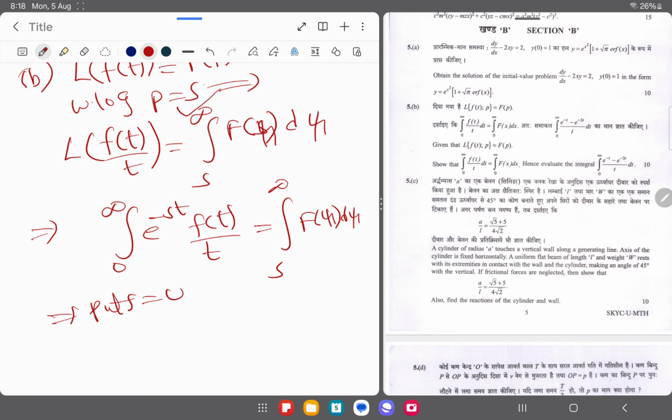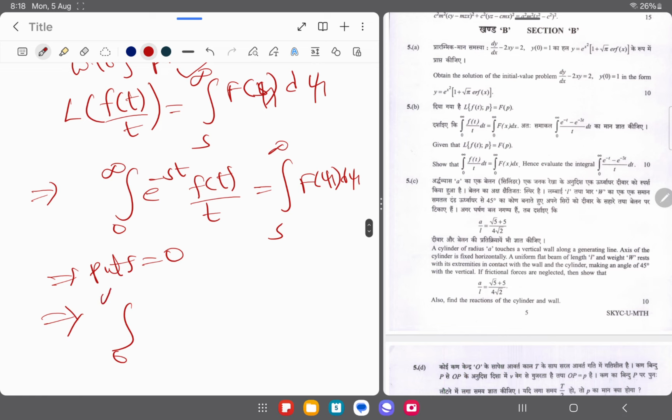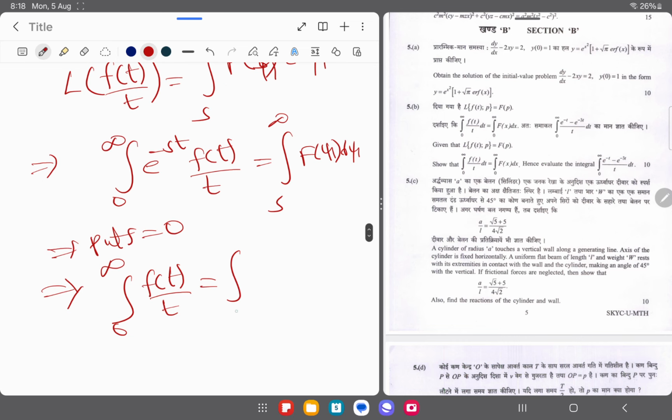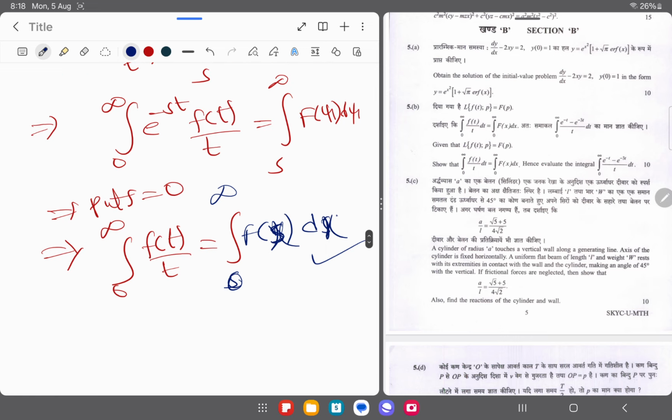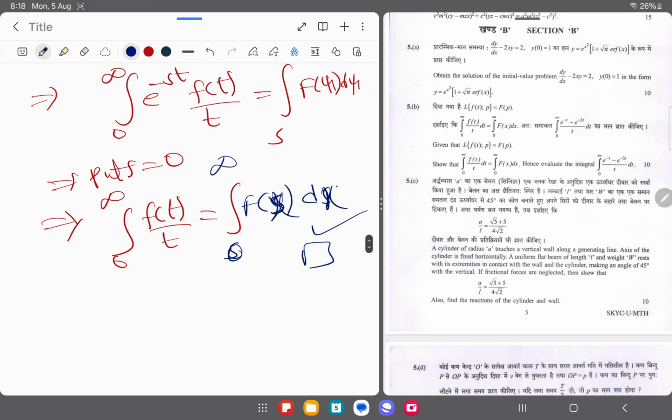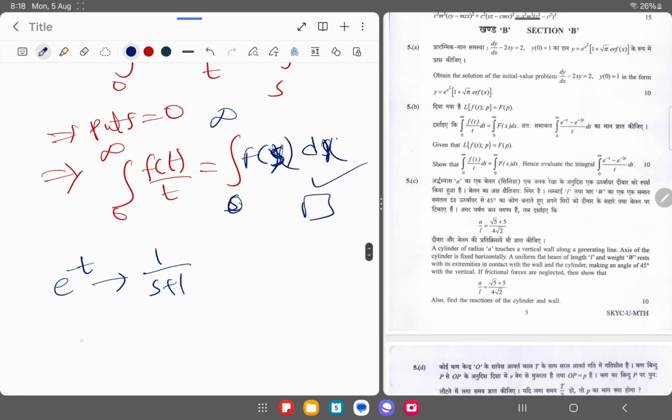Put s is equal to 0. This implies integral 0 to infinity, e power 0 is 1, f(t) by t is equal to integral 0 to infinity F(psi) d psi. Sorry, F(s) ds, both are same, right? It can be x also, anything. So we have proved the first part, right? Now this one, e power minus t. What is the Laplace transform of e power minus t? It is 1 by s plus 1. E power minus 3t, it will be 1 by s plus 3, right?